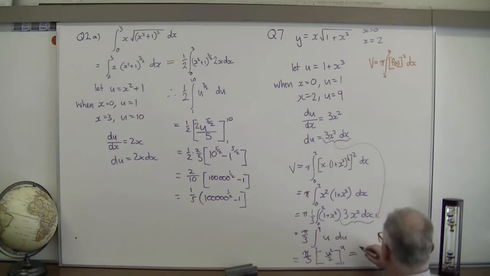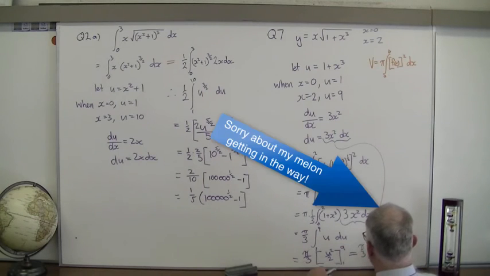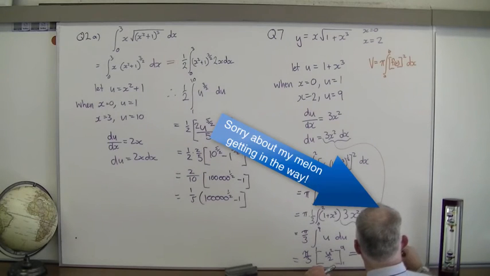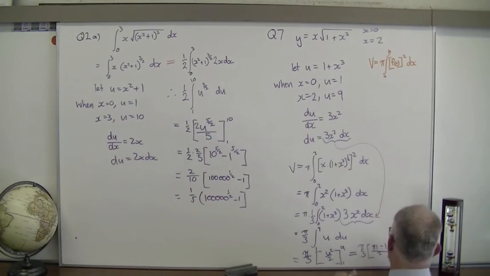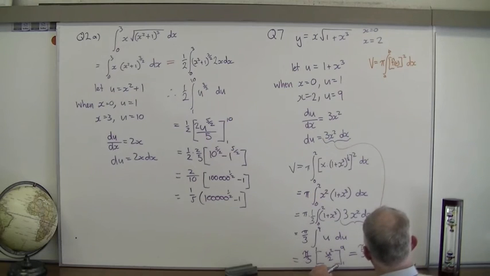So we'll have pi on 3 outside of 81 minus 1 on 2, which in the end will give us 40 pi on 3. Have I done that right? 9 squared is 81, 81 minus 1 is 80, 80 on 2 is 40, 40 pi on 3. So the answer is 40 pi on 3.